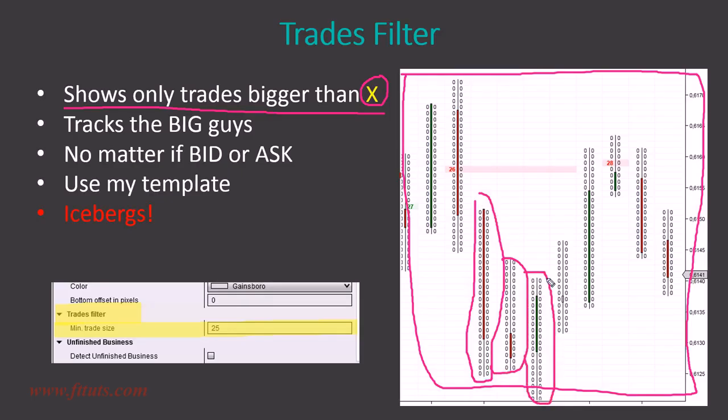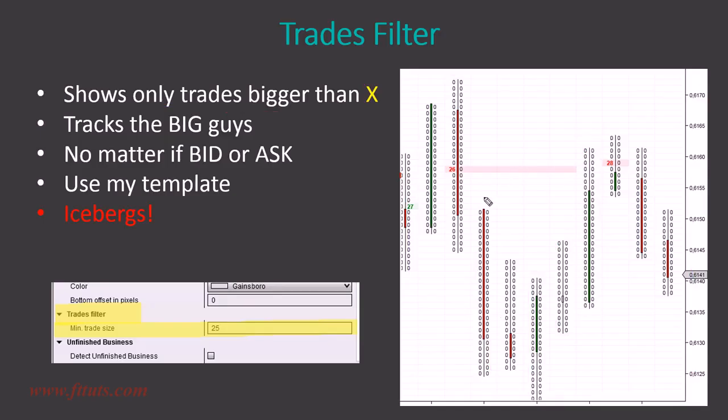And on the left and right side of the candles, there is the bid and the ask. If I didn't use the trades filter, there would be numbers on bid and on ask. But because I filtered out all the smaller trades with the filter, now only the biggest trades remain on the chart and we can see them. So this way we can see the biggest trades, the big guys, where they placed their big trading orders.